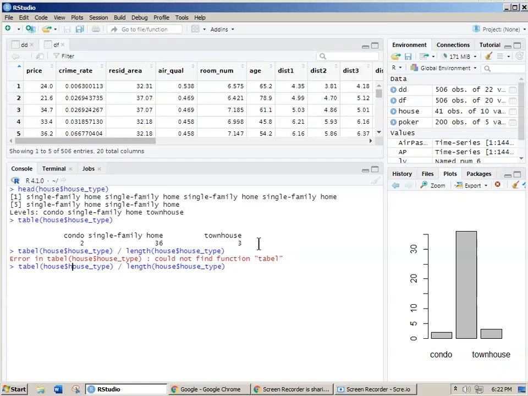Oh, we had a little bit of a problem here. Oh, table. What did I do? T-A-B-L, did I spell it wrong? T-A-B-L-E. Table.